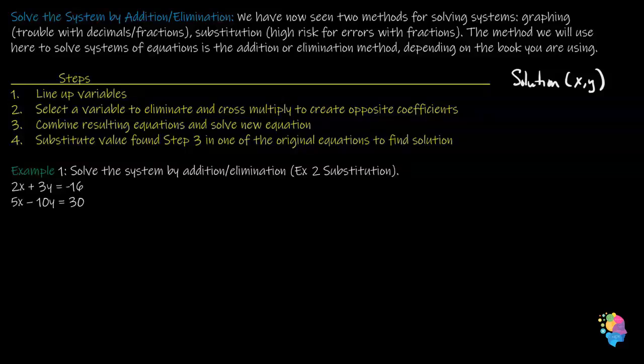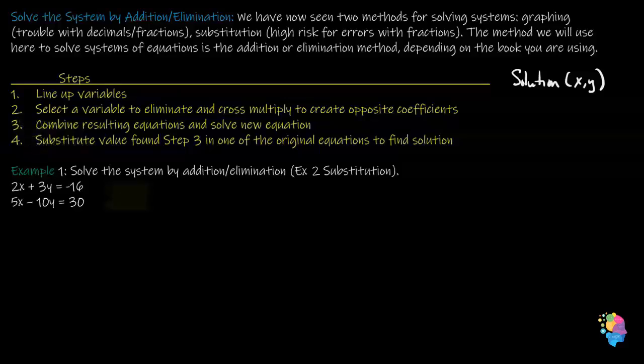So let's cover the steps for this method and solve example 1. The first step is that we must line up the variables. Step 2, select a variable to eliminate and cross-multiply to create opposite coefficients. Opposite means that one has to be positive and the other one has to be negative. Then we combine the resulting equations and solve the new equation. And finally, substitute the value found in step 3 in one of the original equations to find the solution.